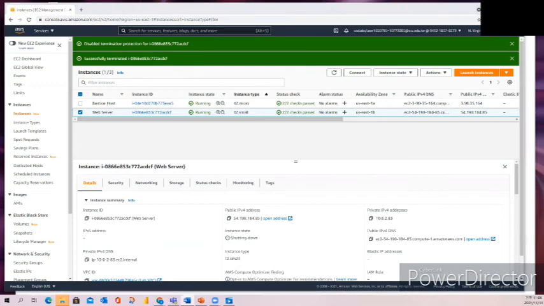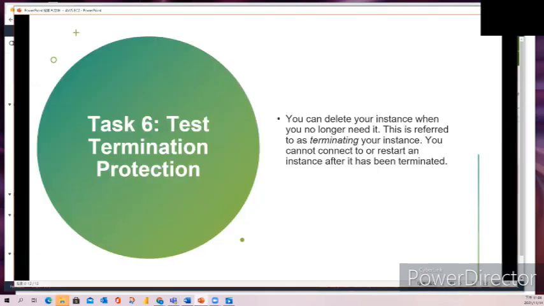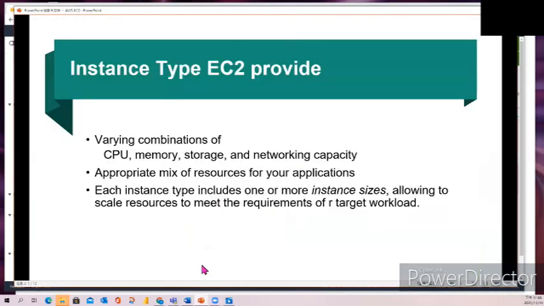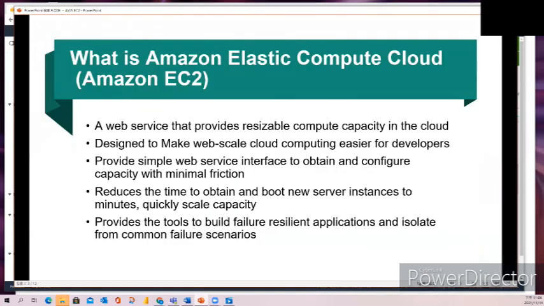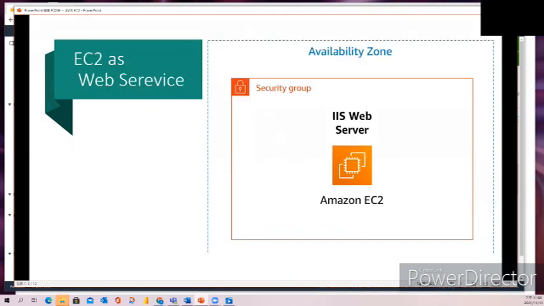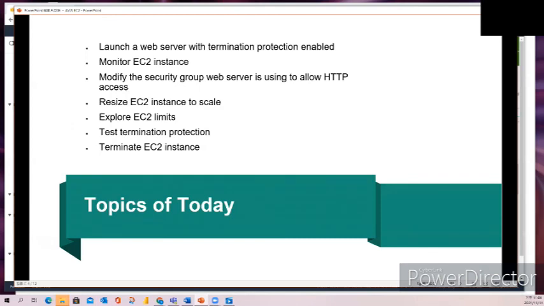Thanks for joining today. We can use this to understand how EC2 works, with everything we have already tested. We can see that there are so many things we have already done. So today what we did was launch a web server with termination protection enabled, monitor the EC2 instance, modify the security group the web server is using to allow HTTP access, resize the EC2 instance to scale, explore EC2 limits, test termination protection, and finally terminate the EC2 instance.